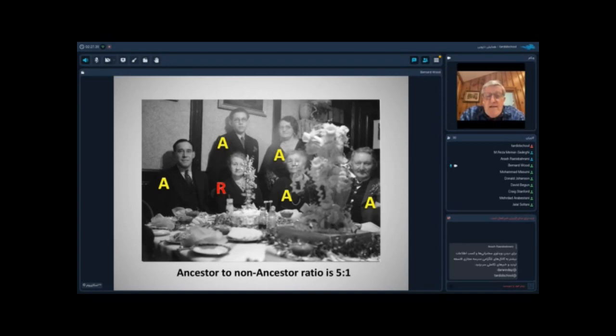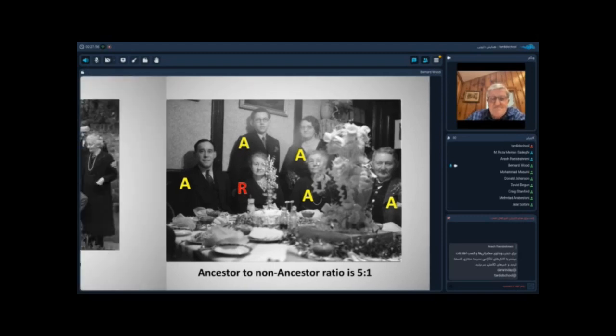The lady who is labeled with an R is a close relative. That's my Aunt Kitty. She was a delightful person, and I'm very pleased that I was related to her, but she wasn't necessary for my existence. And so in this picture, the ancestor to non-ancestor ratio is 5-1 in favor of ancestors.